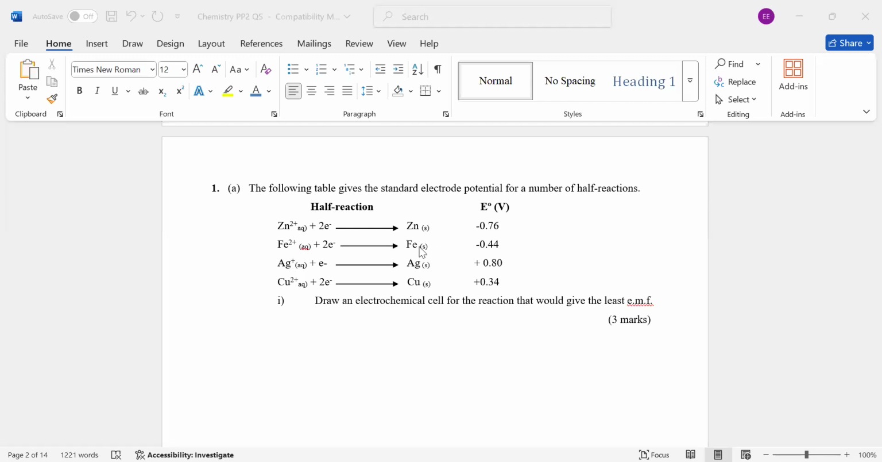Then you're supposed to arrange the elements in ascending order. The two elements that you've selected, in ascending order, meaning from least to highest. I think that one you can select using negative 0.76 and negative 0.44. Which one is the largest here? For the iron, correct, negative 0.44.